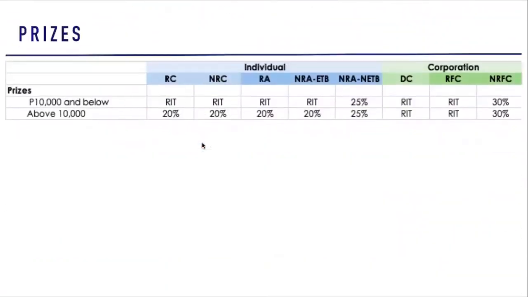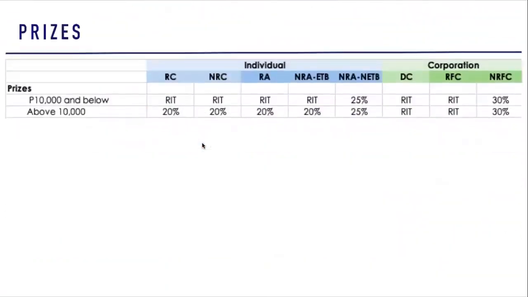Next, we have your prices. For your prices, 10,000 and below, it is subject to RIT. Above 10,000, it is subject to 20% and 25% for your NRA and ETB, while RIT for your domestic corporation and non-resident foreign corporation.